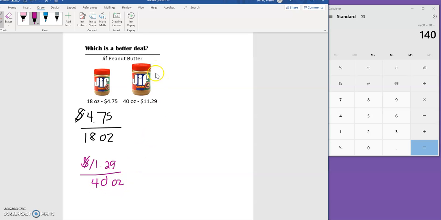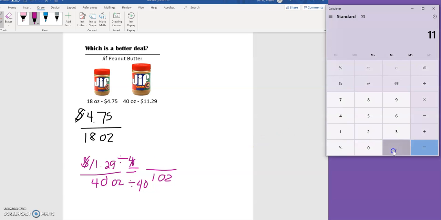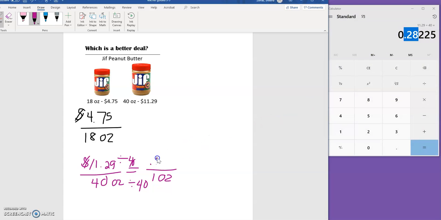To find a better deal, we are going to find how much it would cost if we were just buying 1 ounce. So again, you'll see we're dividing in this problem. 40 divided by 40 is 1 ounce. So we'll divide $11.29 by 40 as well. Looking at our calculator, you can see I have several decimal places. When we're talking about money, you just need to give me the first 2. So for 1 ounce, it will cost 28 cents.